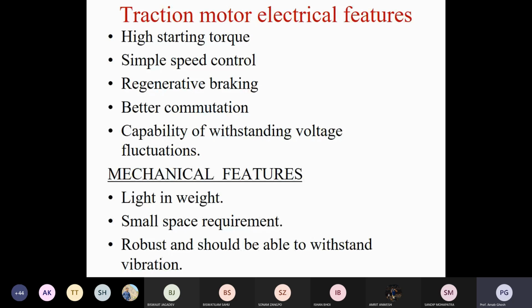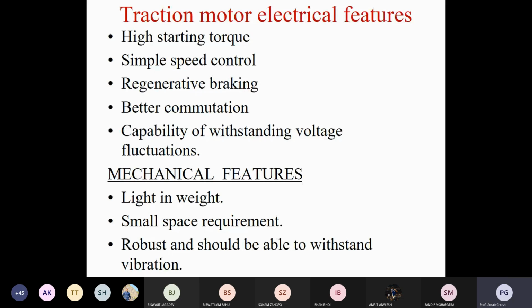Then better commutation, and regenerative braking, meaning implementation of regenerative braking. In the induction motor, different methods are there for regenerative braking, but in the DC series motor only a single method is there. You can say that your input voltage is suddenly omitted from the system, and that is your regenerative braking. Better commutation means it's not only connecting the motor to the system that will make it work.